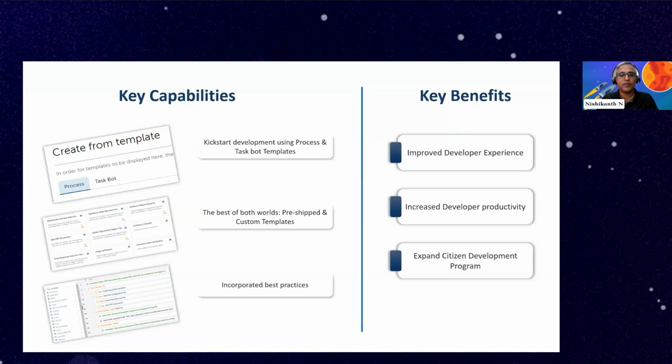And what we do believe, and we have also got an agreement, or I would rather say confirmation from some of our customers, is that templates are going to greatly benefit or help organizations expand their citizen development program, because this is going to help citizen developers build automations much faster. And the COE need not worry about the quality, because some of the coding practices would already be part of the templates.